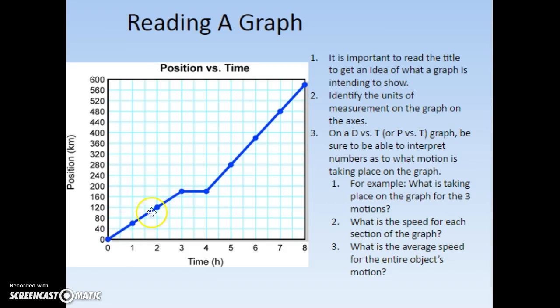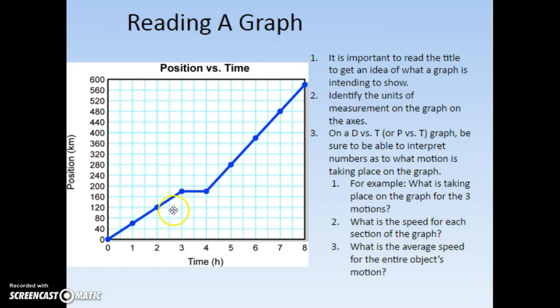Well, we got to do some interpreting here. If I call this section right here section 1, and call this one section 2, and this last change of motion section 3, I can see that this object traveled, looking into the numbers here, 180 kilometers in 3 hours for section 1. Section 2, the object stopped. It traveled no distance in 1 hour. And for section 3, it traveled from 180 kilometers to 580 kilometers, a position change of 400 kilometers, and it traveled 400 kilometers in 4 hours. So we're moving pretty aggressively, but you'll get the hang of it.